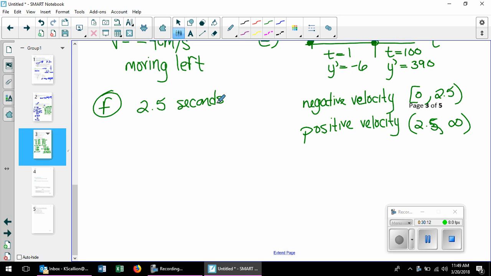What is the displacement when the velocity is 0? So you take your time of 2.5 seconds and you sub it into the original equation. Because again, I'm using the displacement equation.